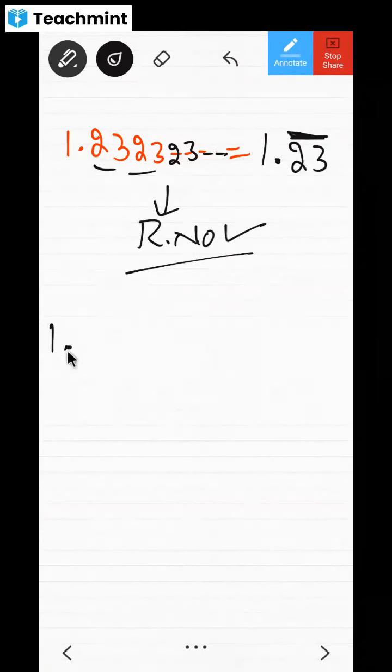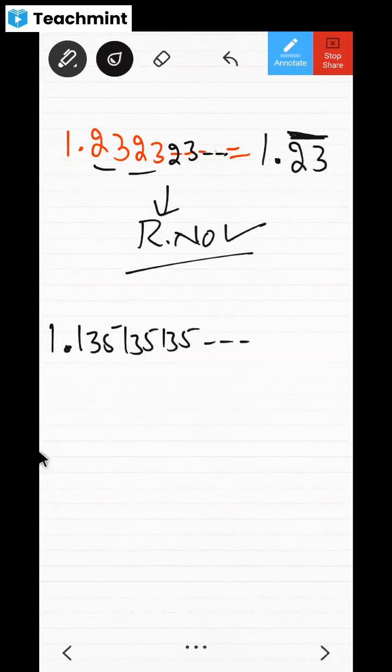Now if I say 1.135135, how to write this? Tell me. It is written as 1.135 bar, correct? I hope it is clear.